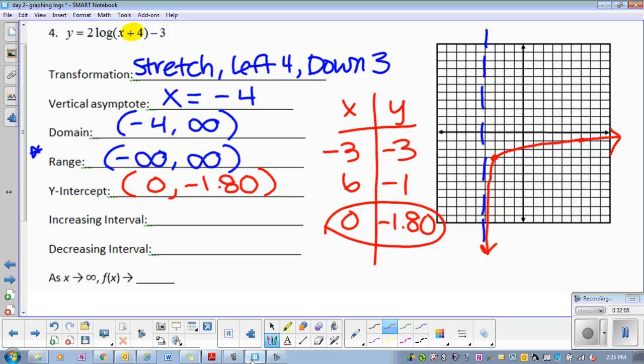Now, increasing and decreasing interval, guys. Start from the left. Then this is going up. This is increasing. Good. So it's increasing, same as your domain, from -4 to infinity. And there's no point in this graph where it is decreasing.